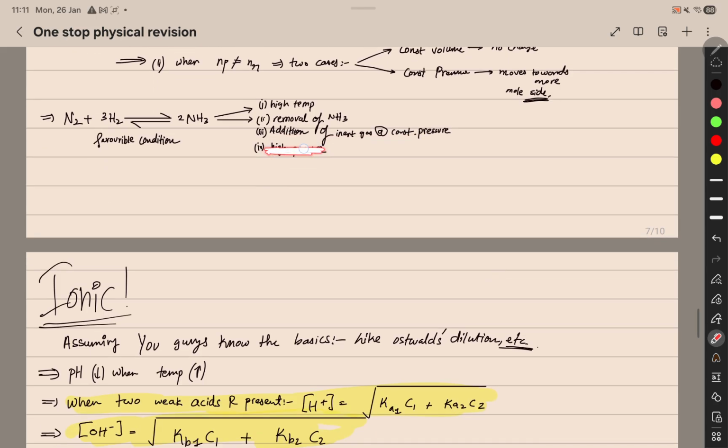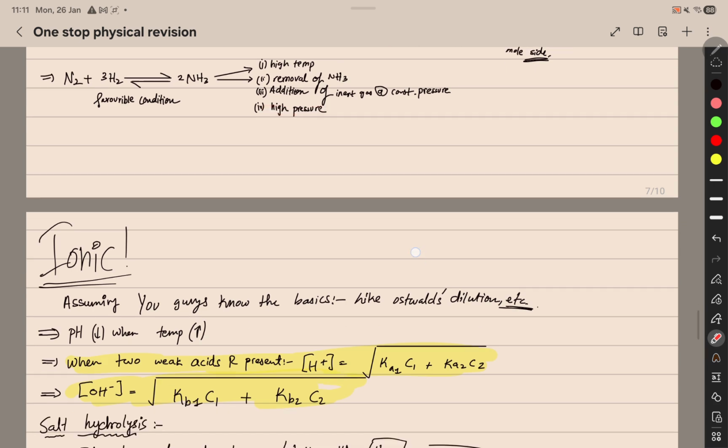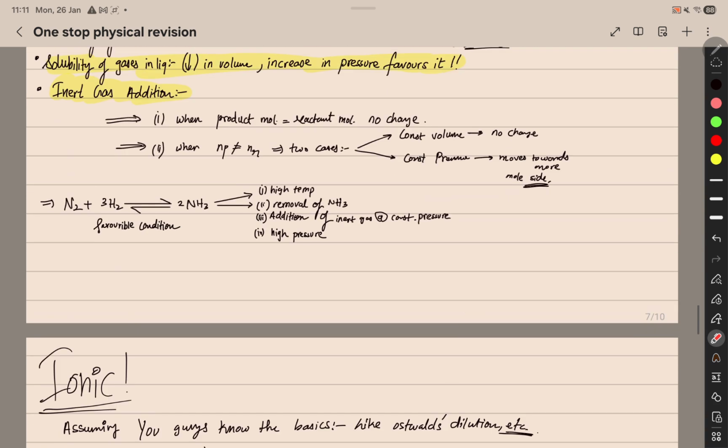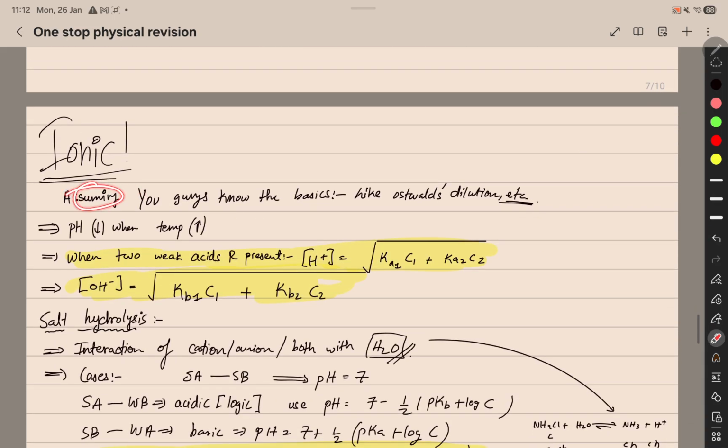Actually, I think low pressure is favored for this process. I mean, low relative pressure, like I think 200 to 900 atm, so something around that much. But yeah, basically, then we got ionic equilibrium, and I'm assuming that you guys know the basics.